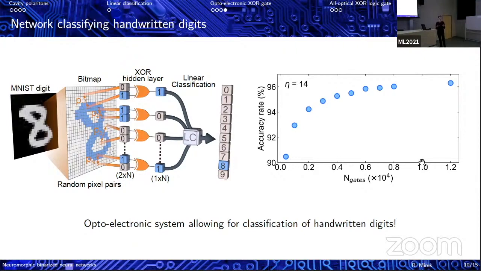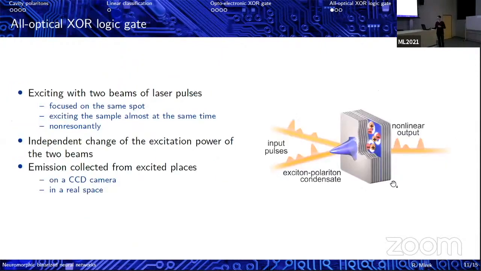But I need to say that this is an optoelectronic system. So we are using the data which we collected in the optical system, but then we use them in the computer to perform the computation. But all we did in here was linear classification. So the nonlinearities were coming only from our system. I would like to make this clear.